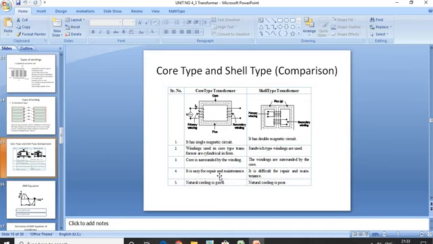It is easy for repair and maintenance work. It is difficult for repair and maintenance work. Natural cooling is good in core type. Natural cooling is poor in shell type. Core type of transformer is used in low voltage application. Shell type of transformer is used in high voltage application.